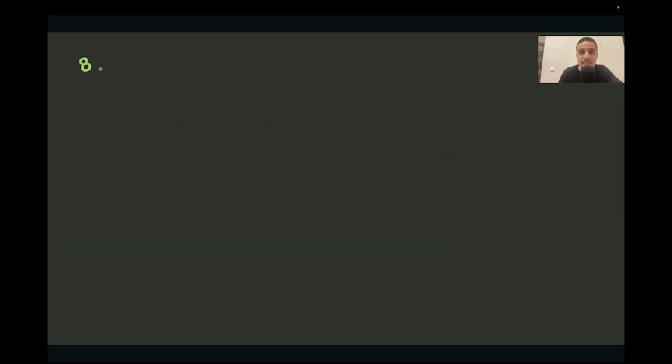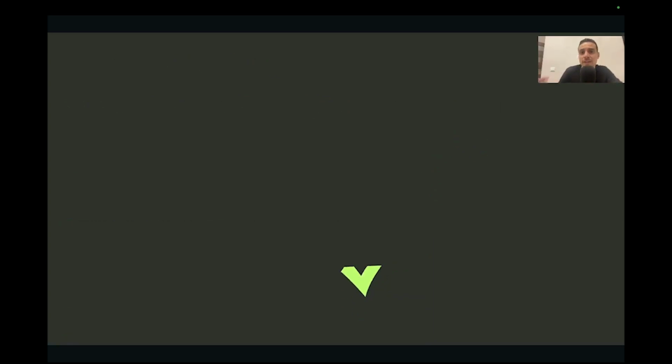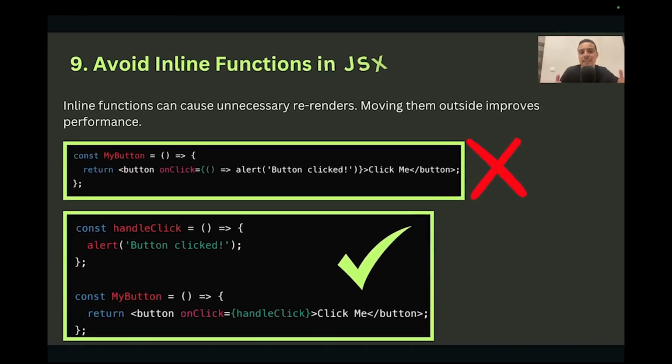Number 8 in the list is using default props. Default props eliminate unnecessary conditionals and keep the code cleaner. Use default props as much as you can. And finally, number 9 is avoiding inline functions in JSX. Inline functions can cause unnecessary re-renders, so always try to move them outside for better performance.